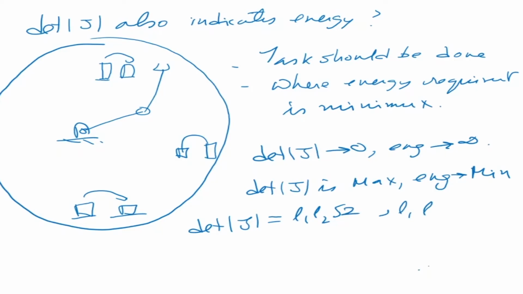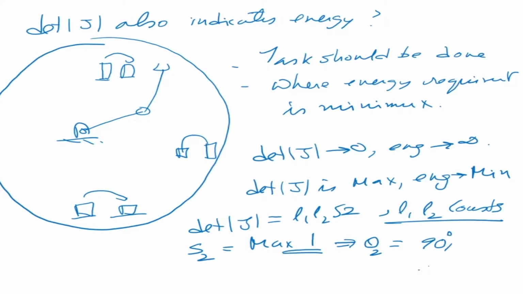L1 and L2 are constants, so it doesn't matter. But what about sine theta 2? The maximum value of sine is 1, which corresponds to theta 2 equal to 90 degrees and 270 degrees.